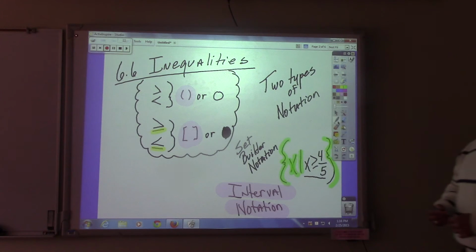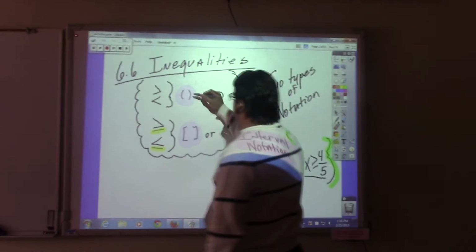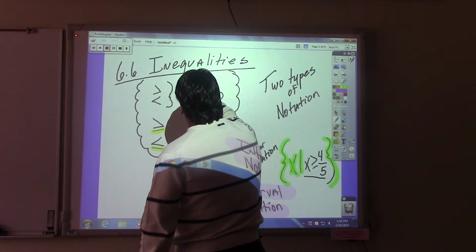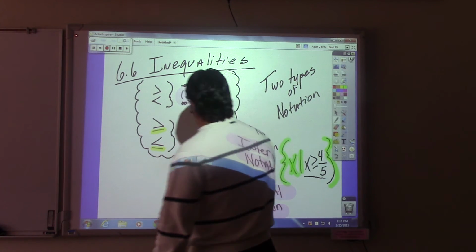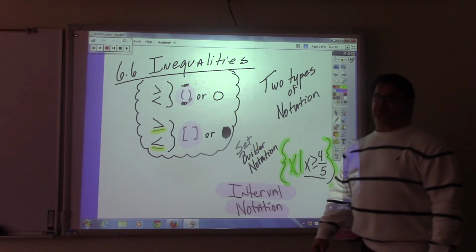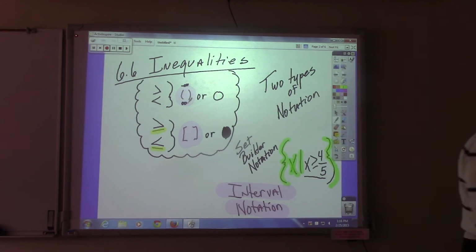Now I also put something right here. I'll put negative infinity and positive infinity, because can you touch infinity? No. So if you can't touch infinity, then parentheses go on infinity and negative infinity no matter what.